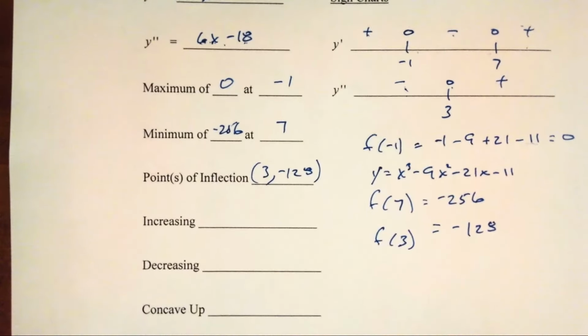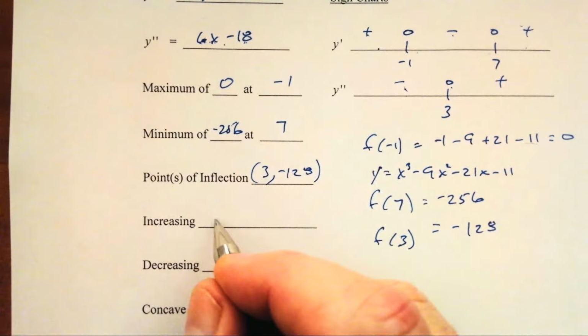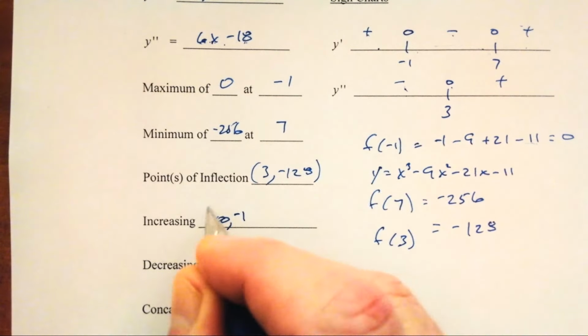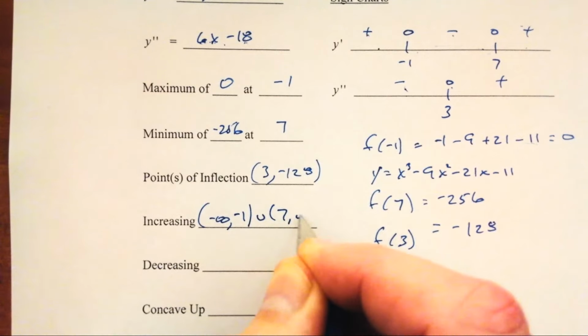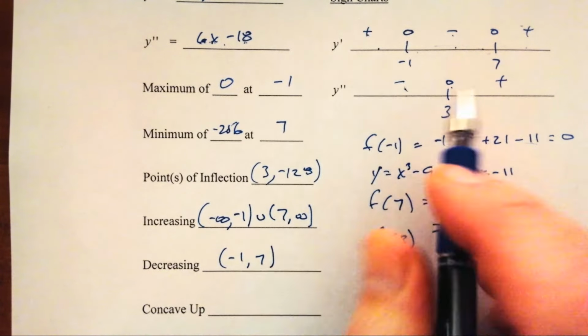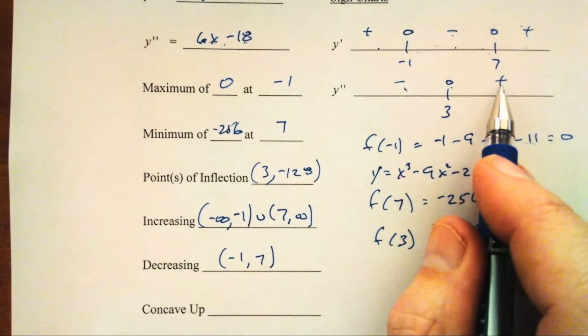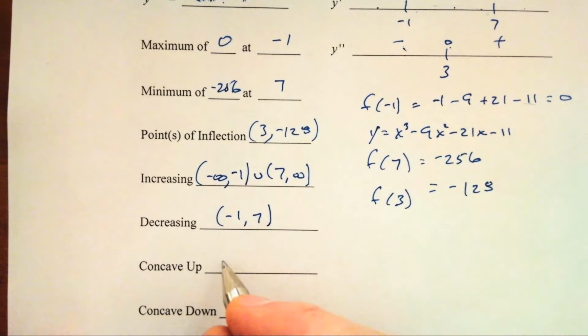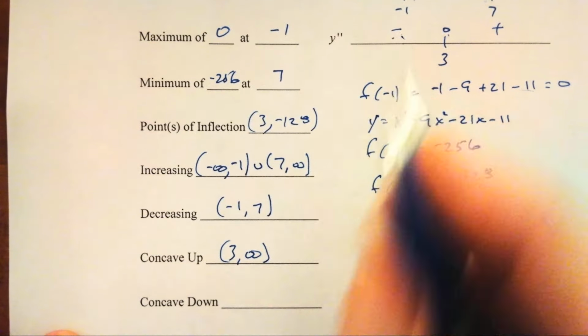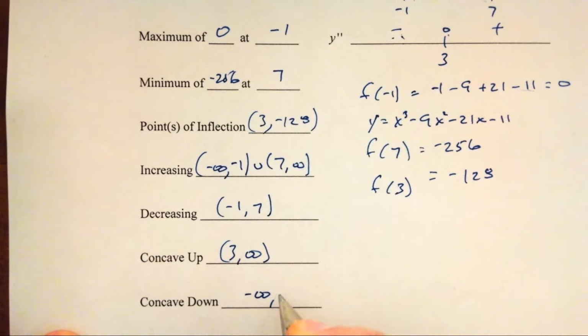Function is increasing when the slope is positive. So this should just be a repeat of what's going on here. Negative infinity to negative 1 in union with 7 to infinity. It's decreasing when the slope is negative, negative 1 to 7. Concave up, positive second derivative, 3 to infinity. Concave down, negative second derivative, negative infinity to 3.